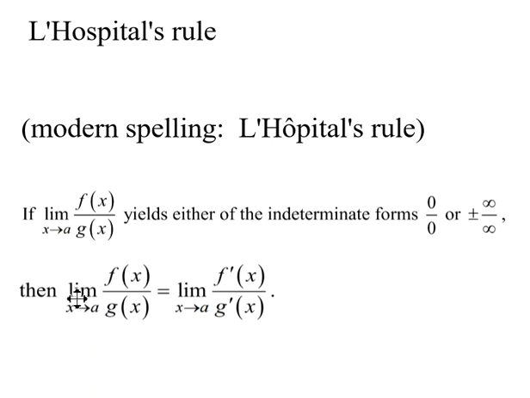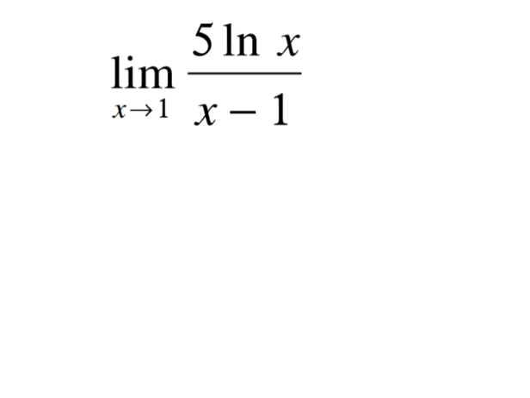instead of doing the limit as x approaches a of f of x over g of x, I can do the limit as x approaches a of f prime of x over g prime of x. So again, the condition here in order for this to work is it has to be an indeterminate form, 0 over 0 or infinity over infinity.